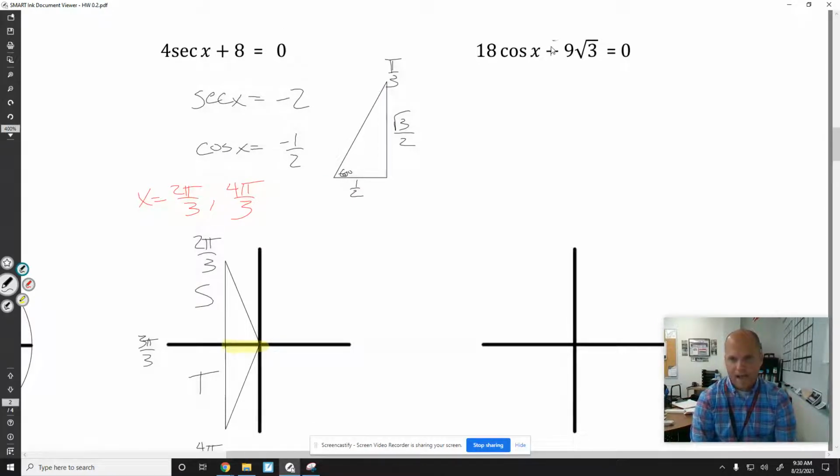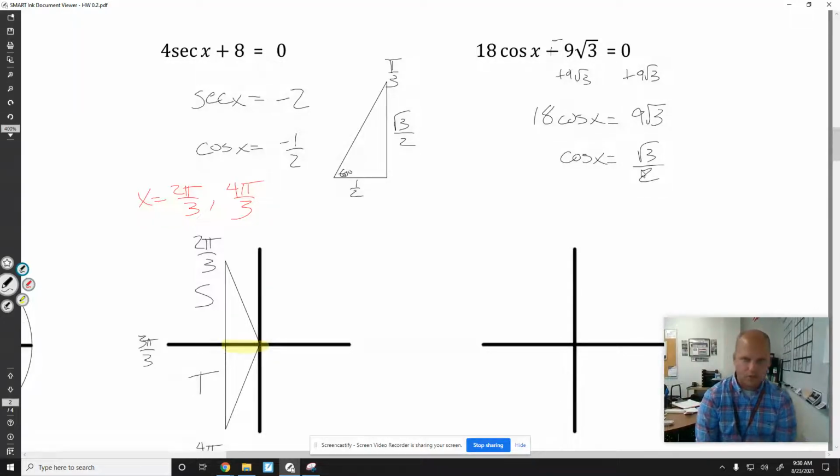Okay, well, first I got to add 9 root 3s to both sides. You should probably see where this is going. Divide by 18. 9 over 18 simplifies to be 1 over 2. So this is just cosine equals root 3 over 2.